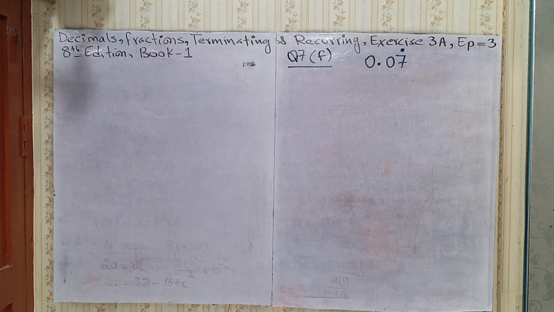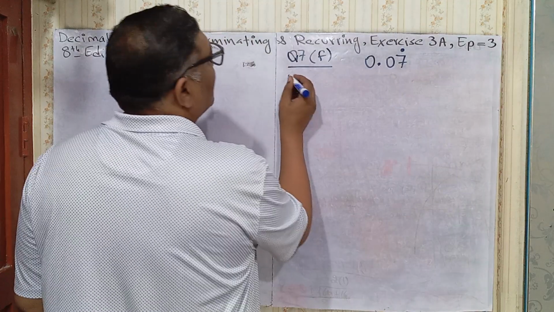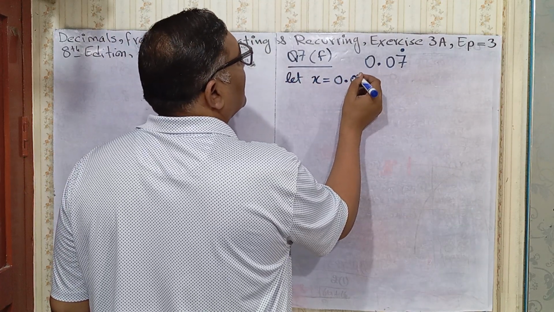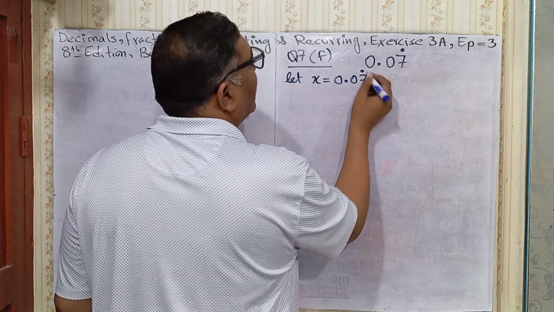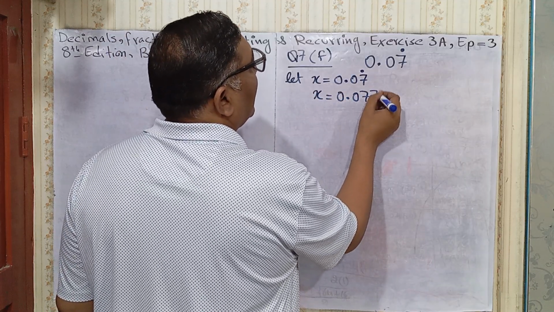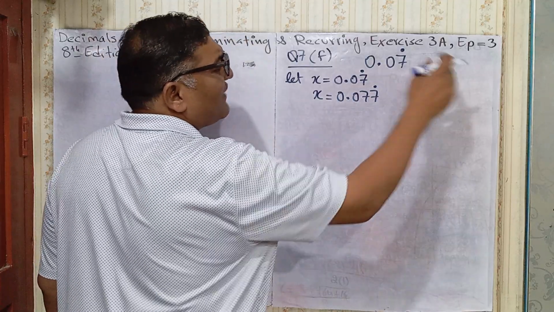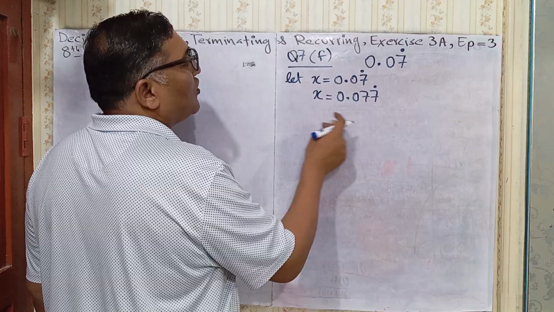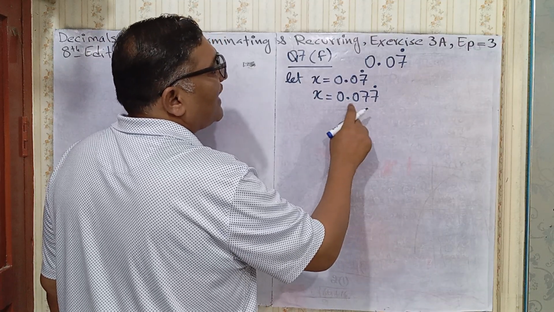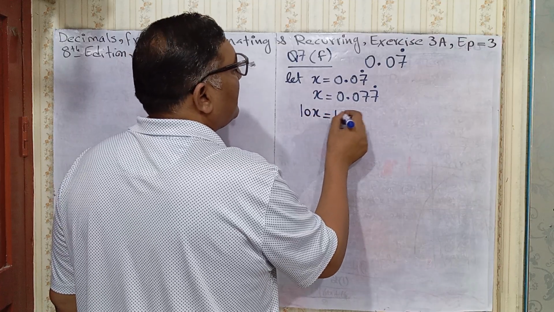Okay, so I can suppose that this is equal to x. So I will write here, let x equal 0.07 with a dot on the 7. That means 7 7 7 7 7. So I will try to bring this 7 to the second decimal place. For that purpose I need to multiply by 10. So on both sides I will multiply by 10.